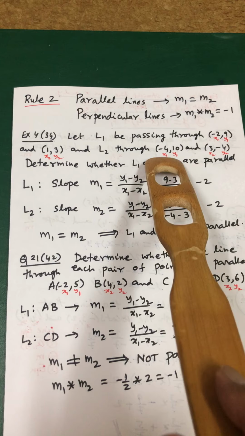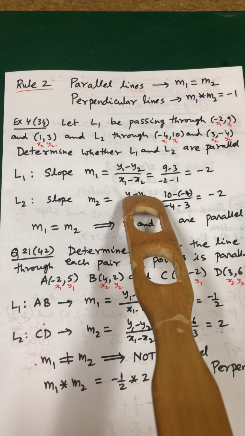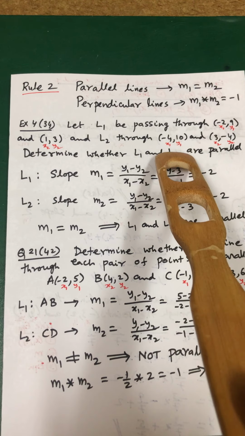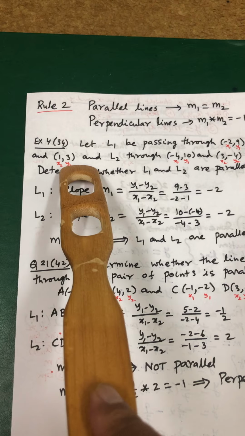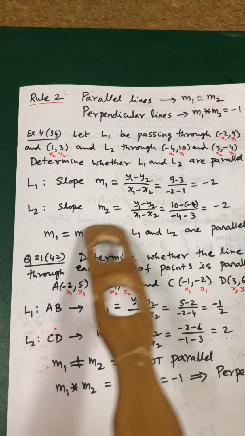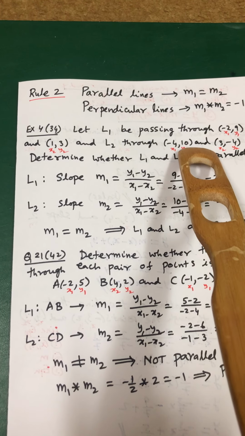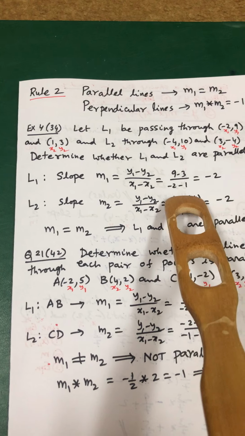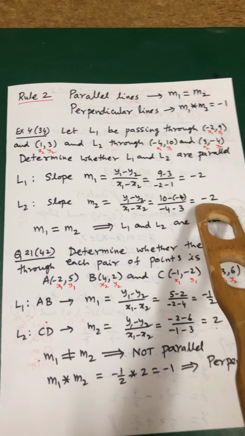L2 is the line passing through these 2 points. So slope m2 is equal to, again write the formula, y1 minus y2 by x1 minus x2. See, this x1 y1 and this x1 y1 are different. This x1 y1 and this x2 y2 are different. Because we are talking about the first line, you should take these 2 points. We are talking about the second line, we should take these 2 points. So y1 is 10 minus minus 4. See this? 10 minus minus 4 over 4 minus 3. Use the calculator to get the answer.